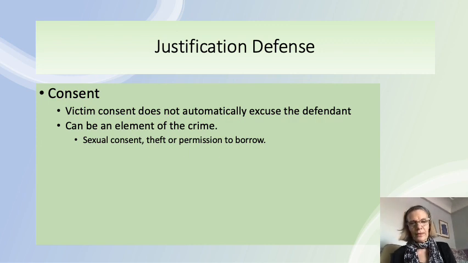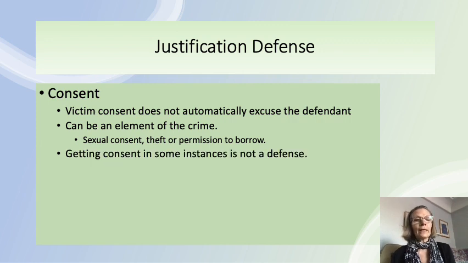But there are sometimes when people can't give consent, okay? And so in some instances, getting consent isn't even a defense. For example, if an individual is intoxicated, they cannot give consent. So when it comes to sexual assault, if the person says, yeah, they agreed to have sex with me, they said yes, you could say, yeah, but they were drunk, and so they don't have the capacity to give that consent.